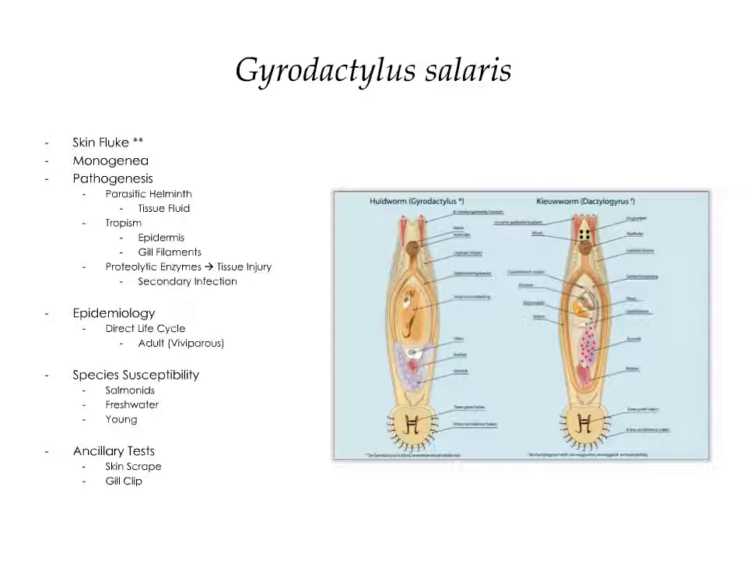In order to distinguish between Gyrodactylus and Dactylogyrus, you need to examine the reproductive system. Gyrodactylus is viviparous, so you'll likely find developing larvae, whereas Dactylogyrus is oviparous, so you'll likely find eggs. You can also look at the head. Dactylogyrus has 4 eye spots, whereas Gyrodactylus is blind.